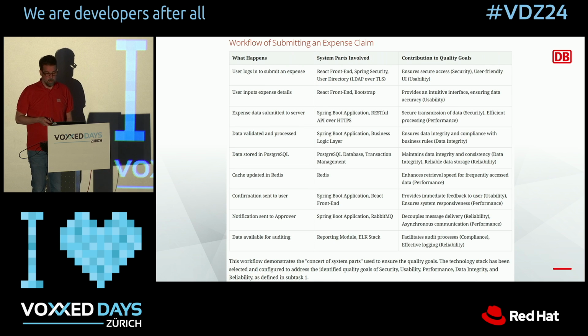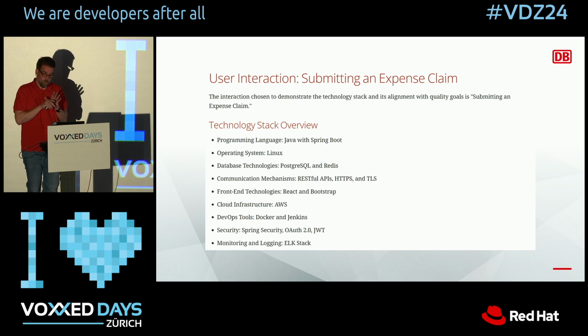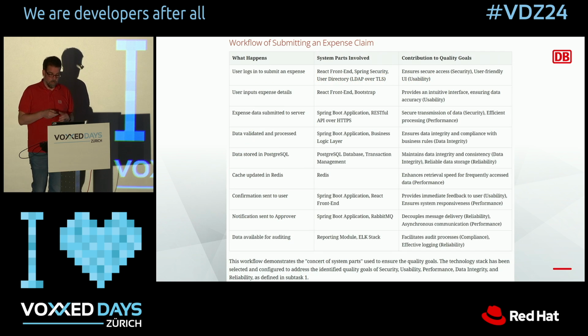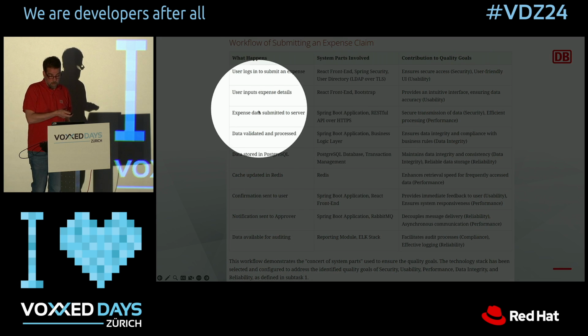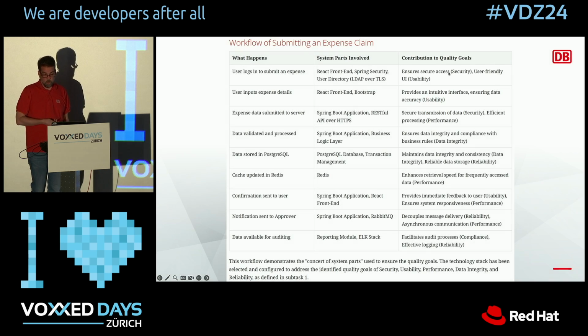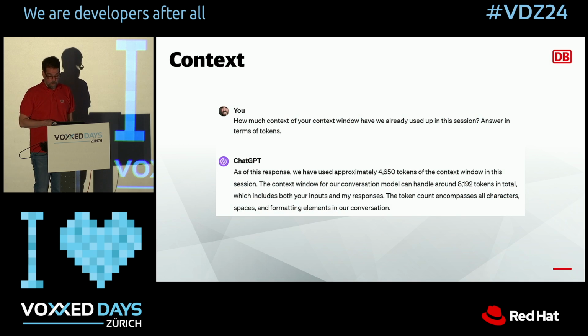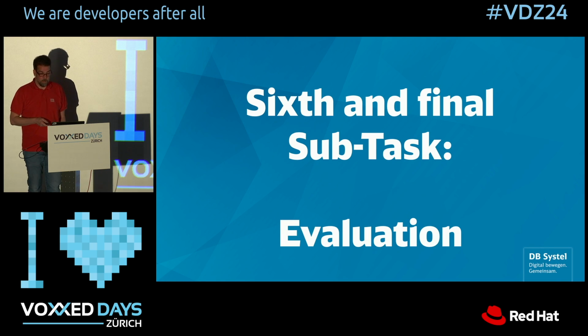and then it worked quite well. It came up with a business context, and the task was to map the business context to the technology stack. It came up with some workflow on the left, with the systems involved and the contribution to quality goals. I'm quite impressed with this. About the context, wait a moment. It says everything's fine. Now it has 8,192 tokens. Okay, so it doesn't really know about itself.